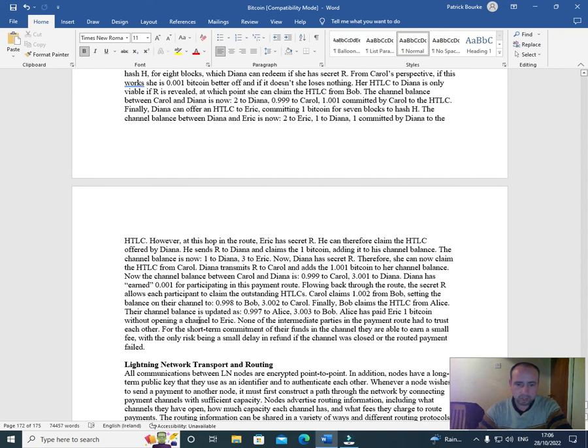Their channel balance is updated as 0.997 to Alice, 3.003 to Bob. Alice has paid Eric 1 Bitcoin without opening a channel to Eric. None of the intermediate parties in the payment route had to trust each other for the short-term commitment of their funds in the channel. They are able to earn a small fee, with the only risk being a small delay in refund if the channel was closed or the route of payment failed.